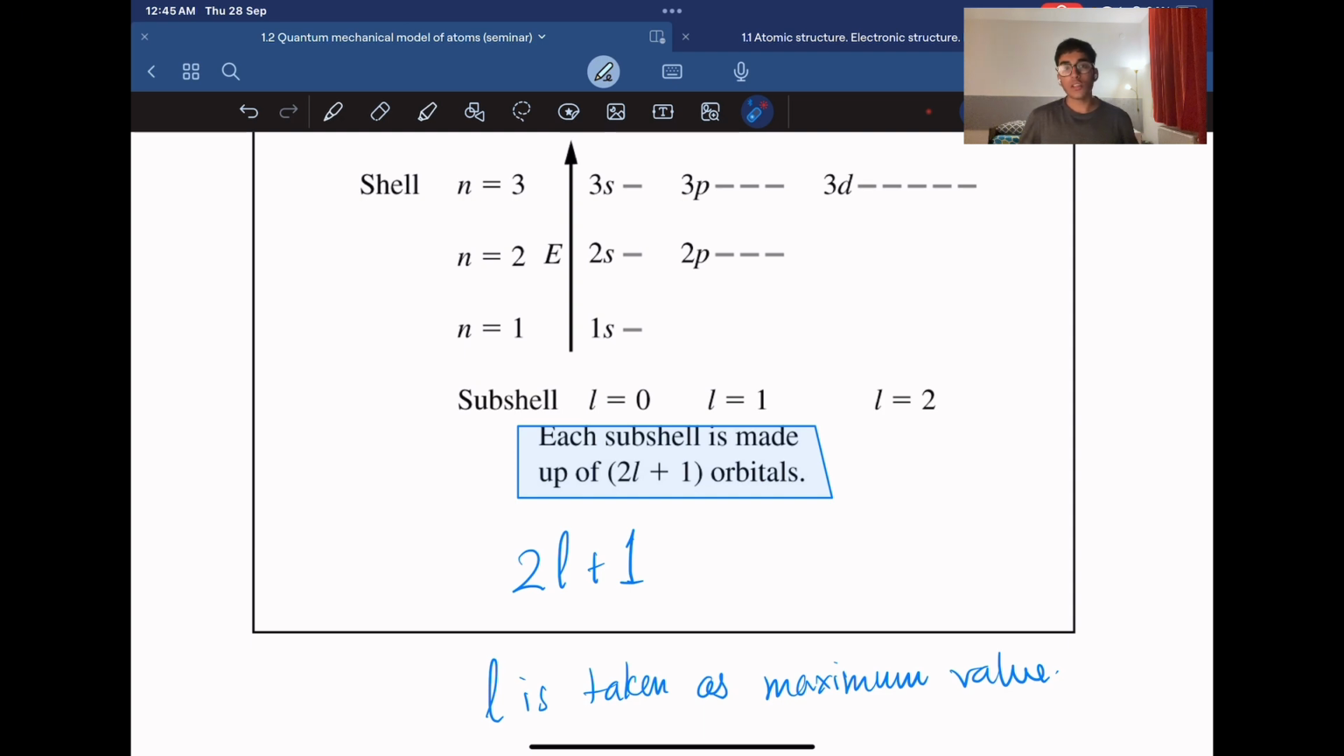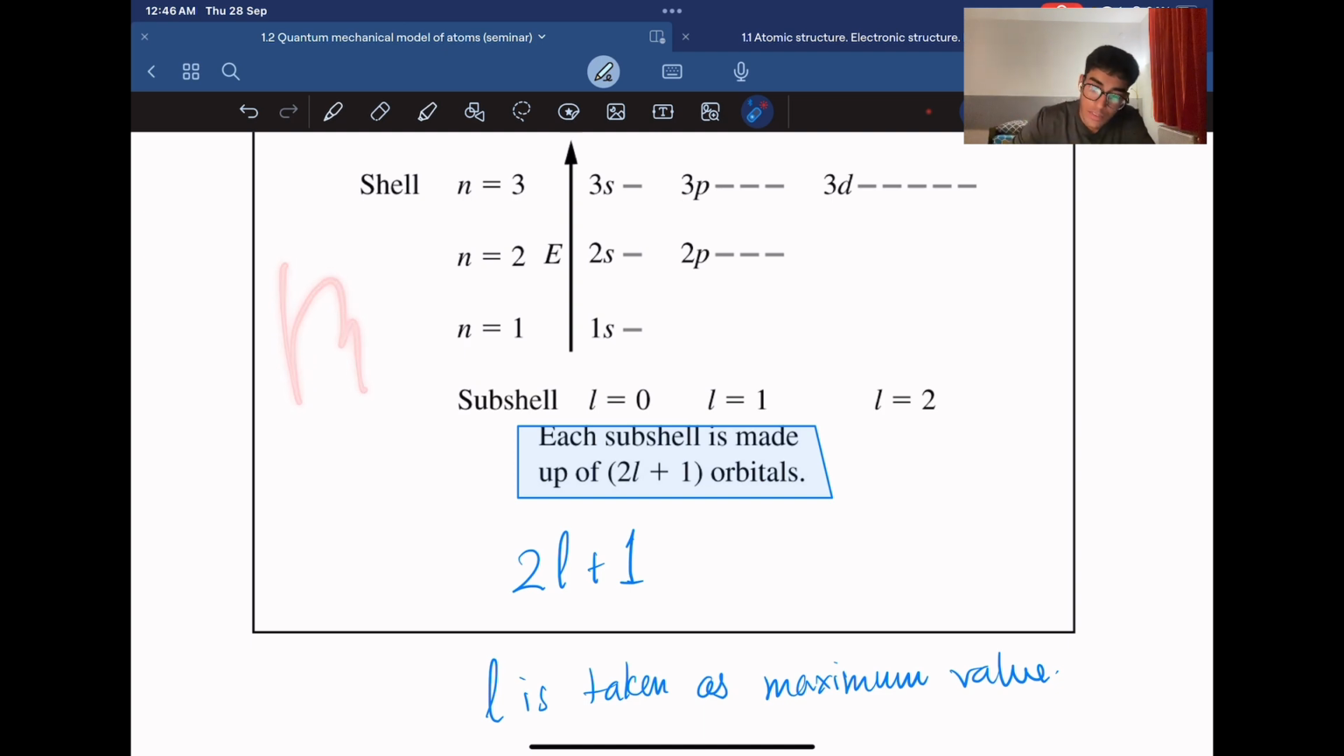So usually in MCQs, the question is going to be like, how many orbitals are present in third subshell? And you're going to be like, okay, fine, but what value of L do I use? Because it doesn't say maximum. When the question asks you that and it doesn't mention maximum, you still use maximum, because this is the maximum number of orbitals a subshell can hold.